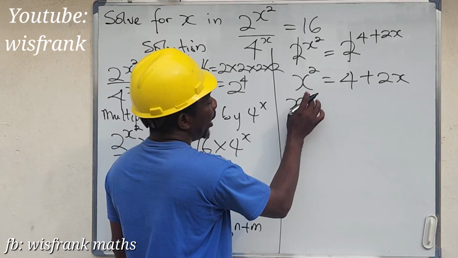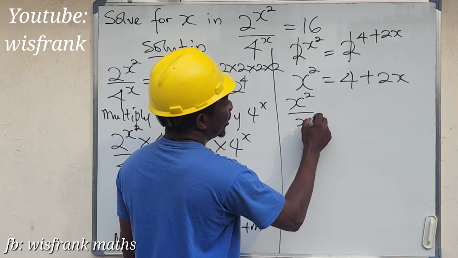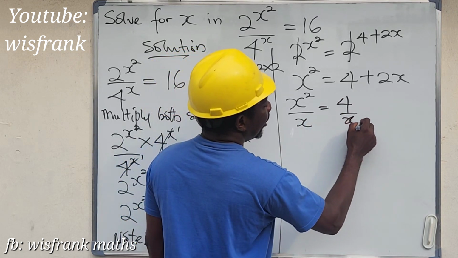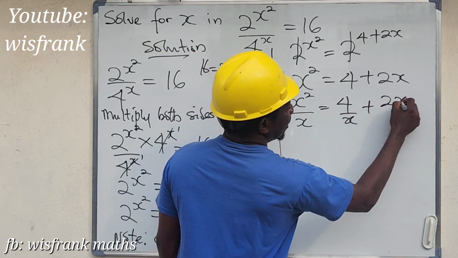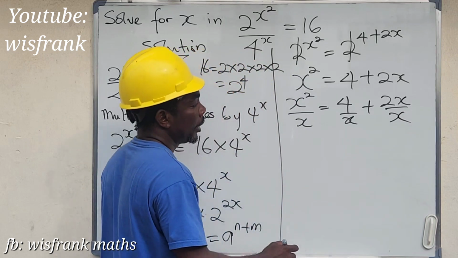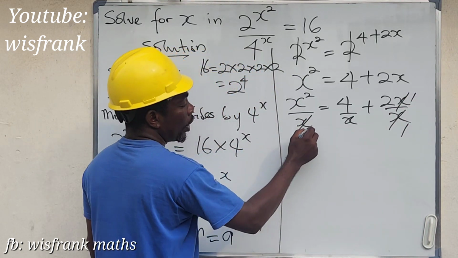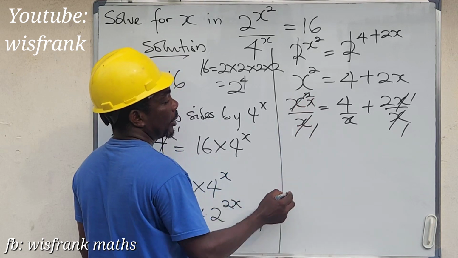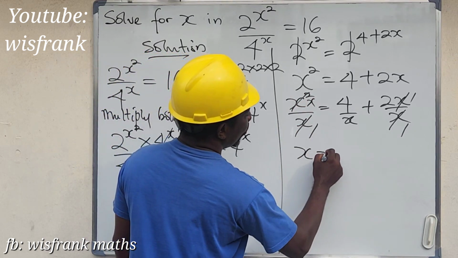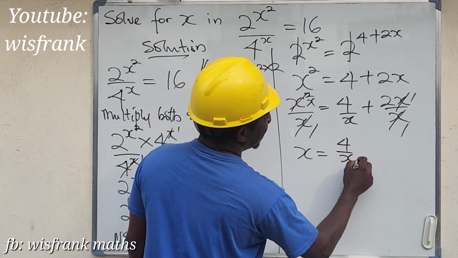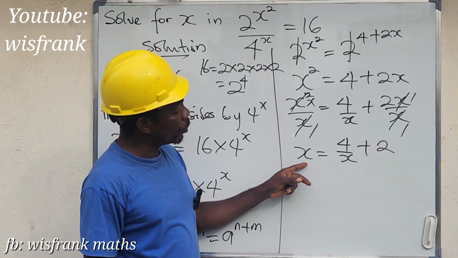So here will be x squared all over x equals 4 divided by x plus 2x divided by x. In this case, x will cancel here, x will cancel here, x will cancel here, and x will cancel here. So this will become x equals 4 all over x plus 2. So in this case, we have this.